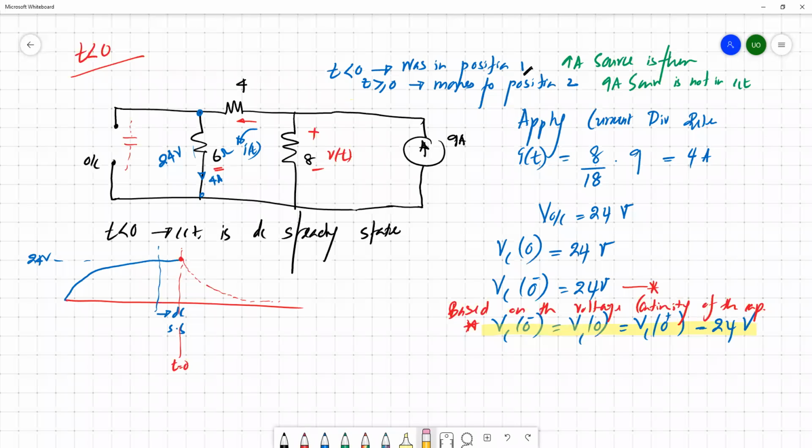So let's now see what happens to the circuit where t is greater than or equal to 0. Once it comes to t greater than or equal to 0, the switch moves to position 2, and then the 9 ampere source is simply disconnected from the circuit. So now this is disconnected from the circuit.